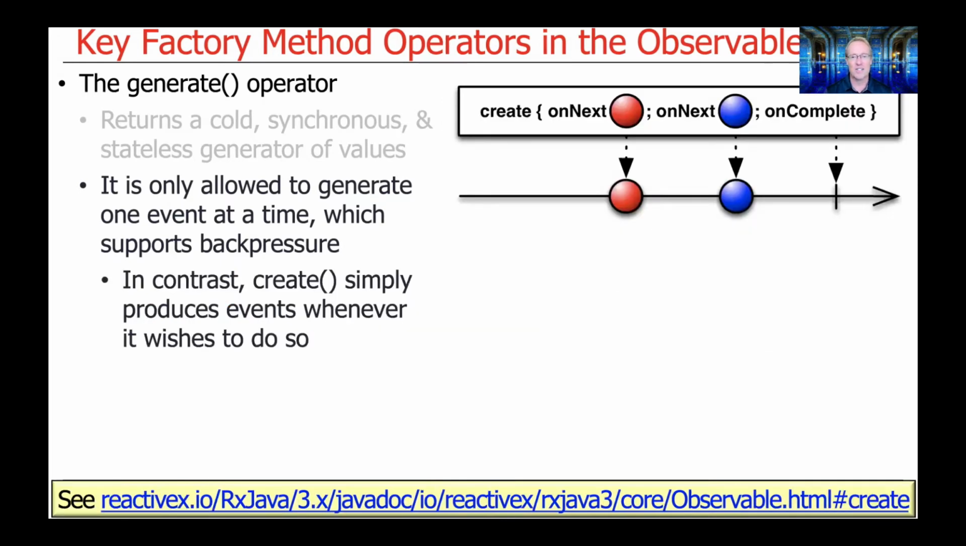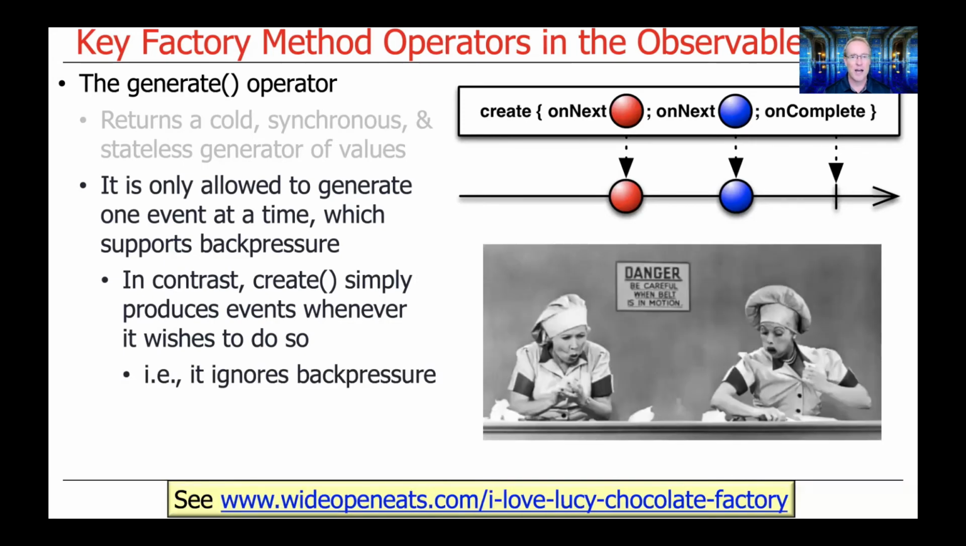In contrast, the Observable create operator simply produces events whenever it wishes to do so. And as a consequence, it ignores back pressure, which means that a fast publisher may overwhelm the resources, both the memory resources and the computing resources, of a slower subscriber.